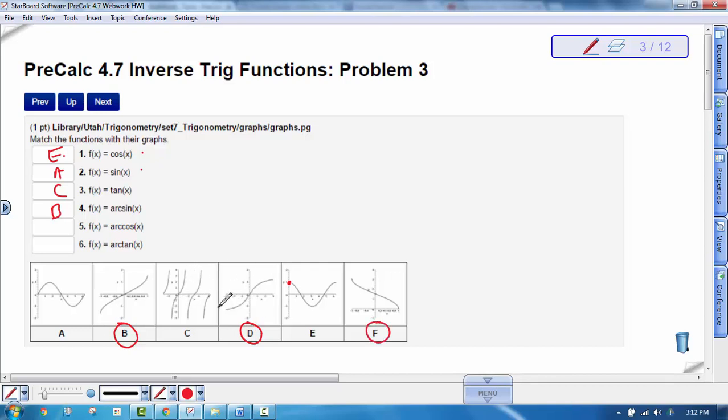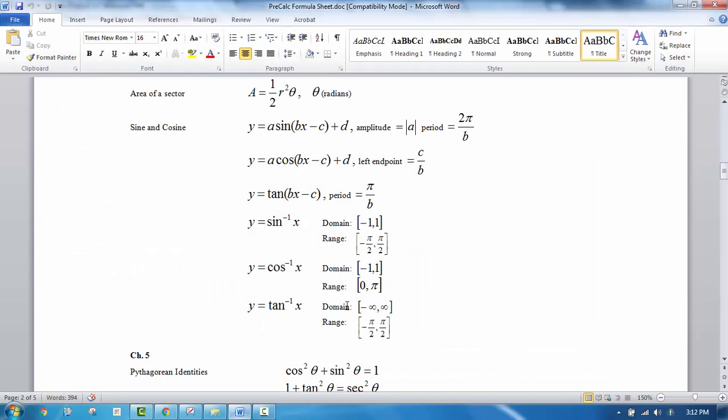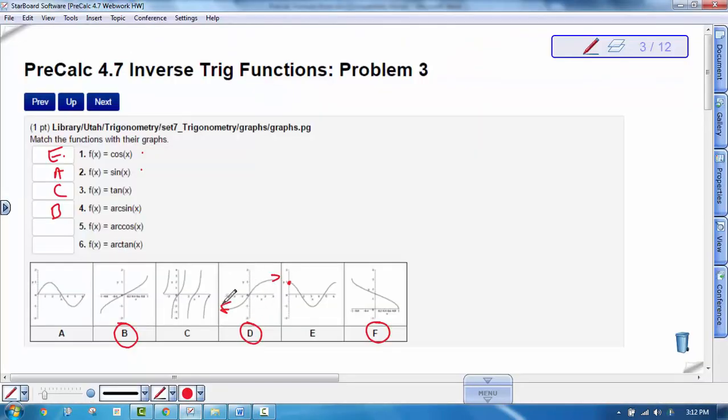You can see how this goes on forever that way, and so does that way, which basically flips the domain and range of tangent, so that the domain of inverse tangent is all real numbers. And you can get that from the formula sheet as well. The domain is negative infinity to infinity. And you can see that's the case here in this graph, so that one's pretty easy to get, D from the inverse tangent.